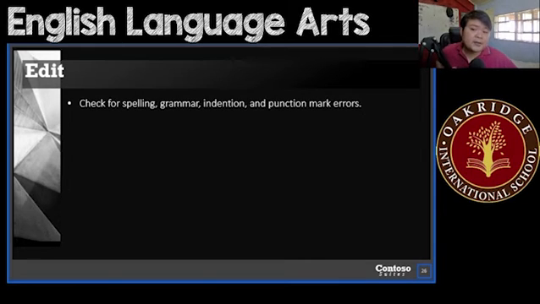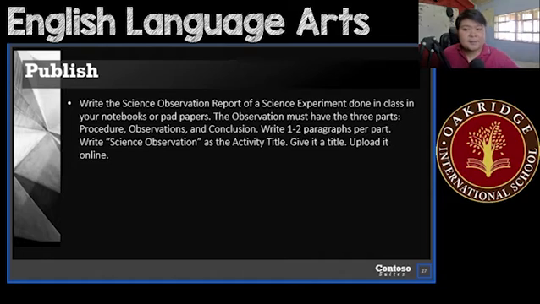Check for spelling, grammar, indentation, and punctuation mark errors. And then when you're done with that, publish. Write the science observation report of a science experiment done in class in your notebooks or pad papers. The observation must have the three parts: procedure, observations, and conclusion. Write 1 to 2 paragraphs per part.